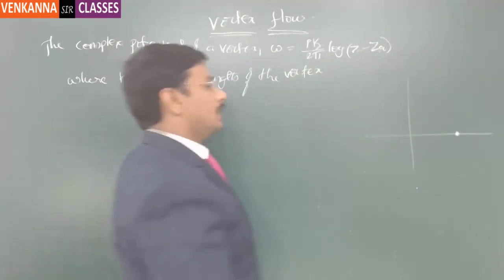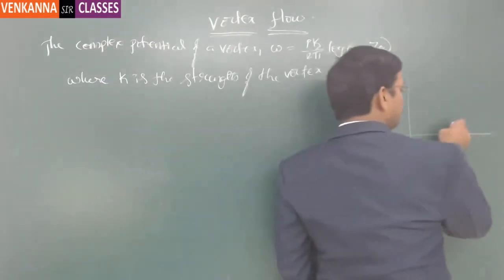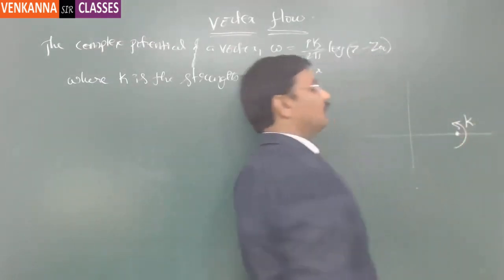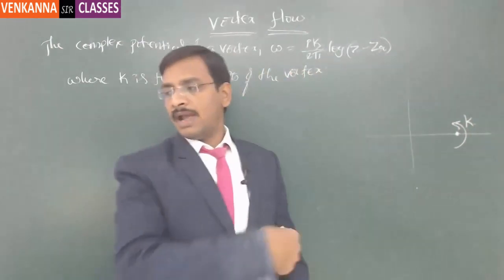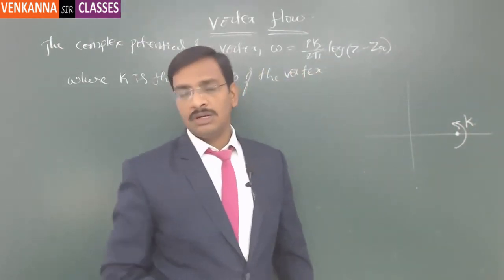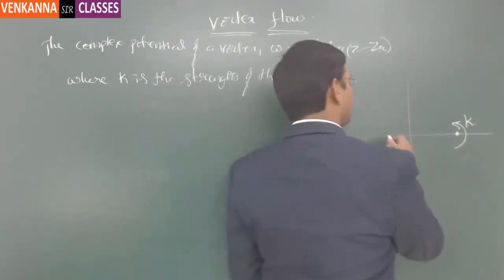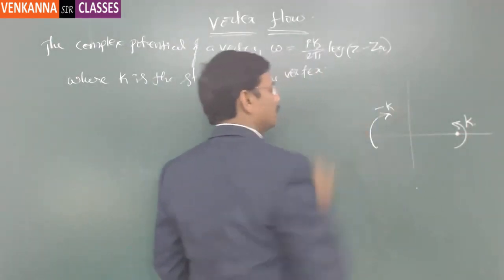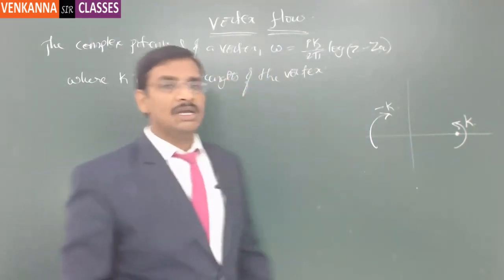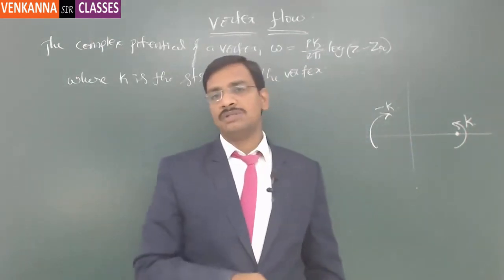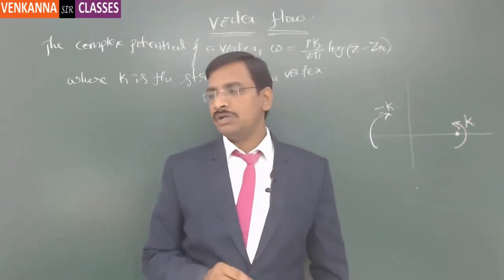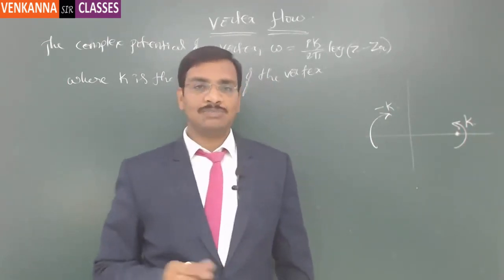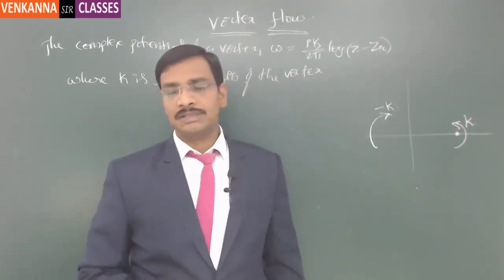Now let us say this strength is K. So K is nothing but the anti-clockwise rotation of the circulation. So this is plus K. Suppose if it rotates in the opposite direction, this is minus K. So this is how we will represent it. That is, a curl can be clockwise or anti-clockwise. Usually the standard convention is that anti-clockwise we treat as positive and clockwise we treat as negative.